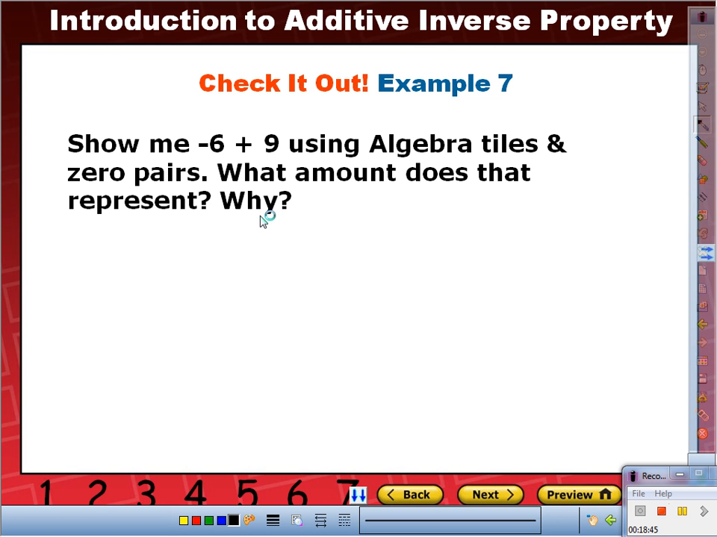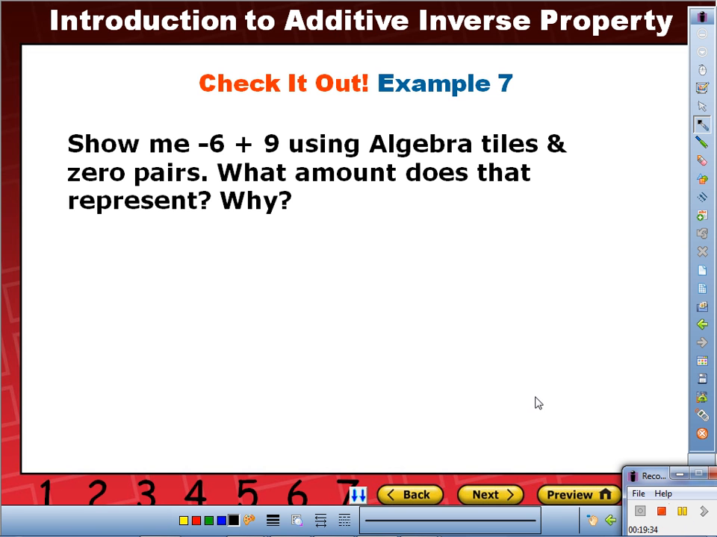Okay, now when you write your sentence, think about the 2 major concepts that we addressed in our objective. What are the 2 major concepts? Tell your neighbor. Integers and 0 pairs. Make sure you use that terminology in your sentence. See if you can use those terms in your sentence. All right? I'll give you some time. Go.